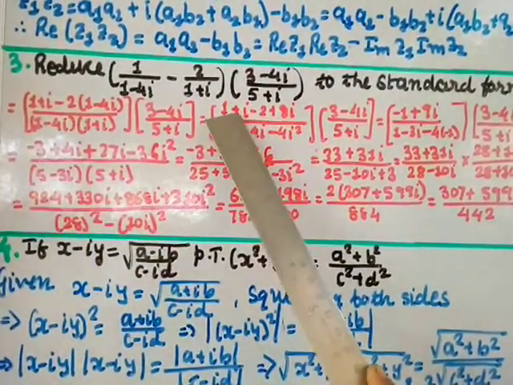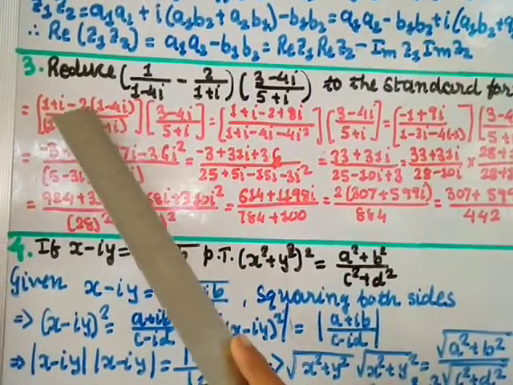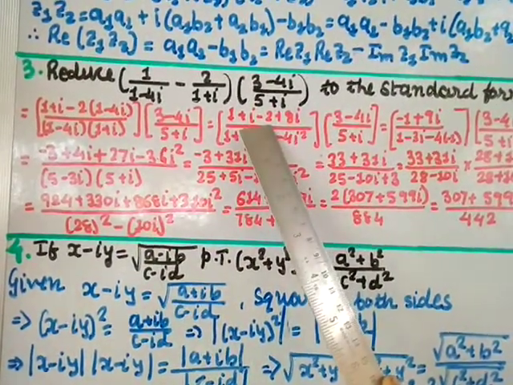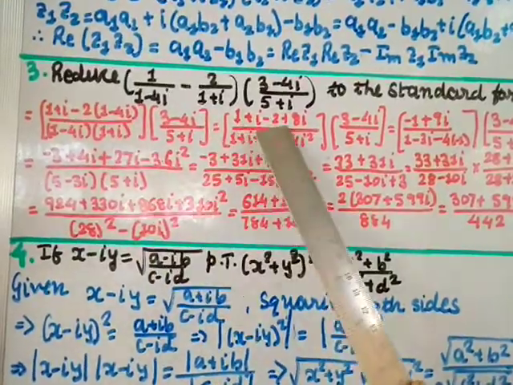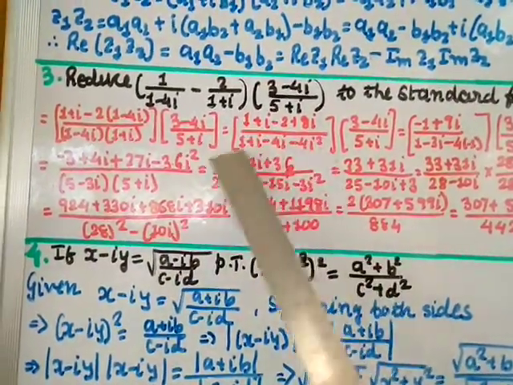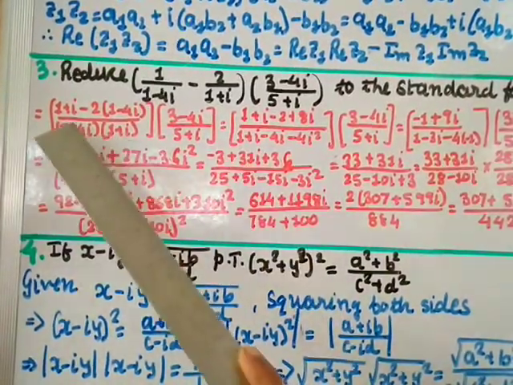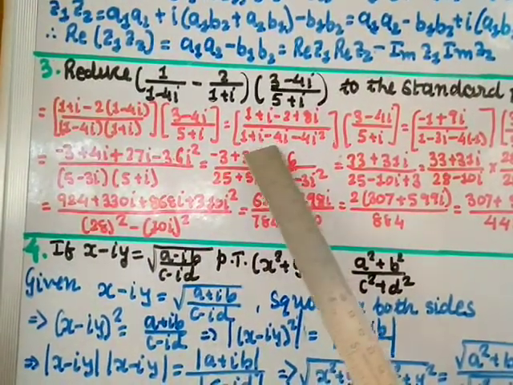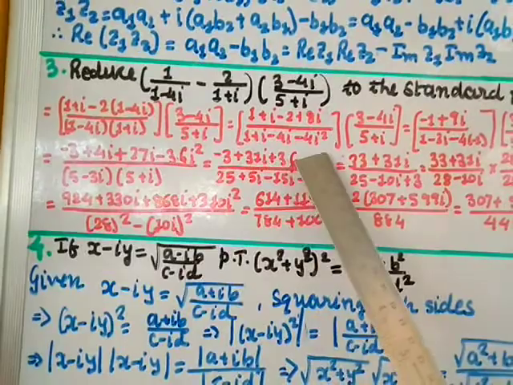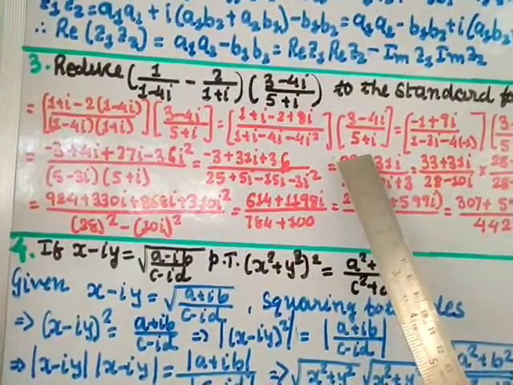Now 1 plus i as it is, this minus 2 multiply here, so minus 2 into 1 is minus 2, minus and minus plus 2 into 4 is 8i. Divide by, multiply this. 1 into 1, 1. 1 into i plus i. Minus 4i into 1 is minus 4i. Minus 4i into i is minus 4i square. And this bracket still bring as it is.